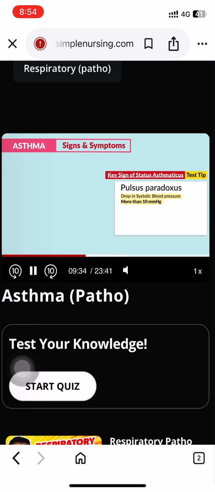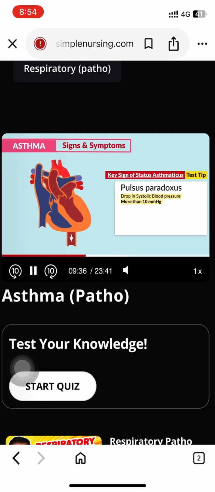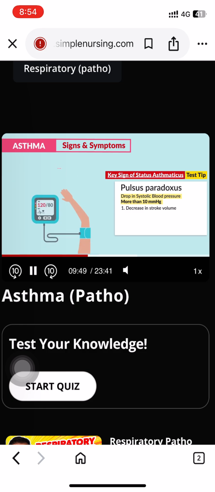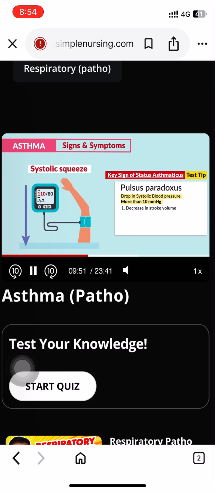Now, the 3 items that pulsus paradoxus includes is number 1, a decrease in stroke volume. And stroke volume, again, is how much blood comes out of the ventricles with each pump, which makes sense since the heart is being squeezed here, so naturally we're going to see a decrease in stroke volume.